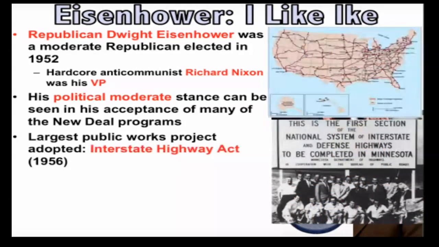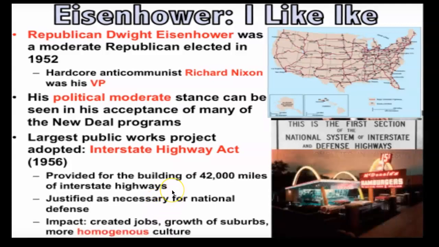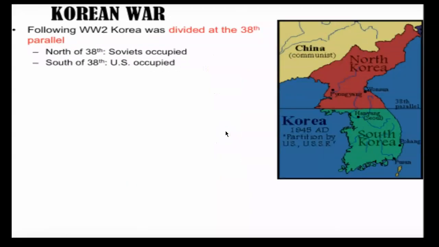And his largest public works project that he adopted was the Interstate Highway Act in 1956. We talked about this in class, how the interstate highway system was built not just for transportation and infrastructure, but it was also built for national security reasons. 42,000 miles of interstate highways were built, and the government justified it as a necessity to maintain national defense and national security. It created millions of jobs. We saw growth in the suburbs. Places like McDonald's started to pop up around the highways, and it created a country that was more homogeneous, right? It was more linked together, more similar across the country, because now these interstates, you can see on the map, go from east to west, north and south.